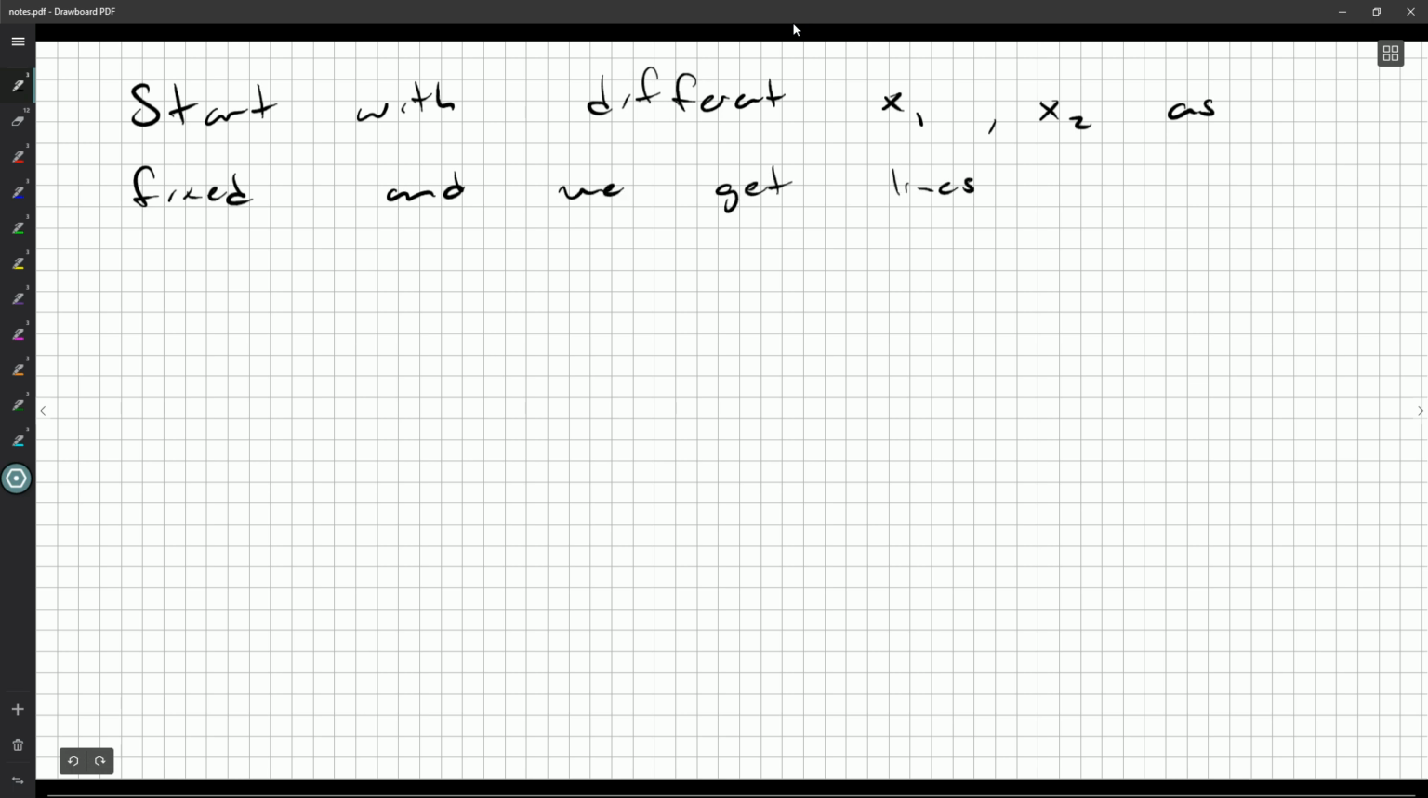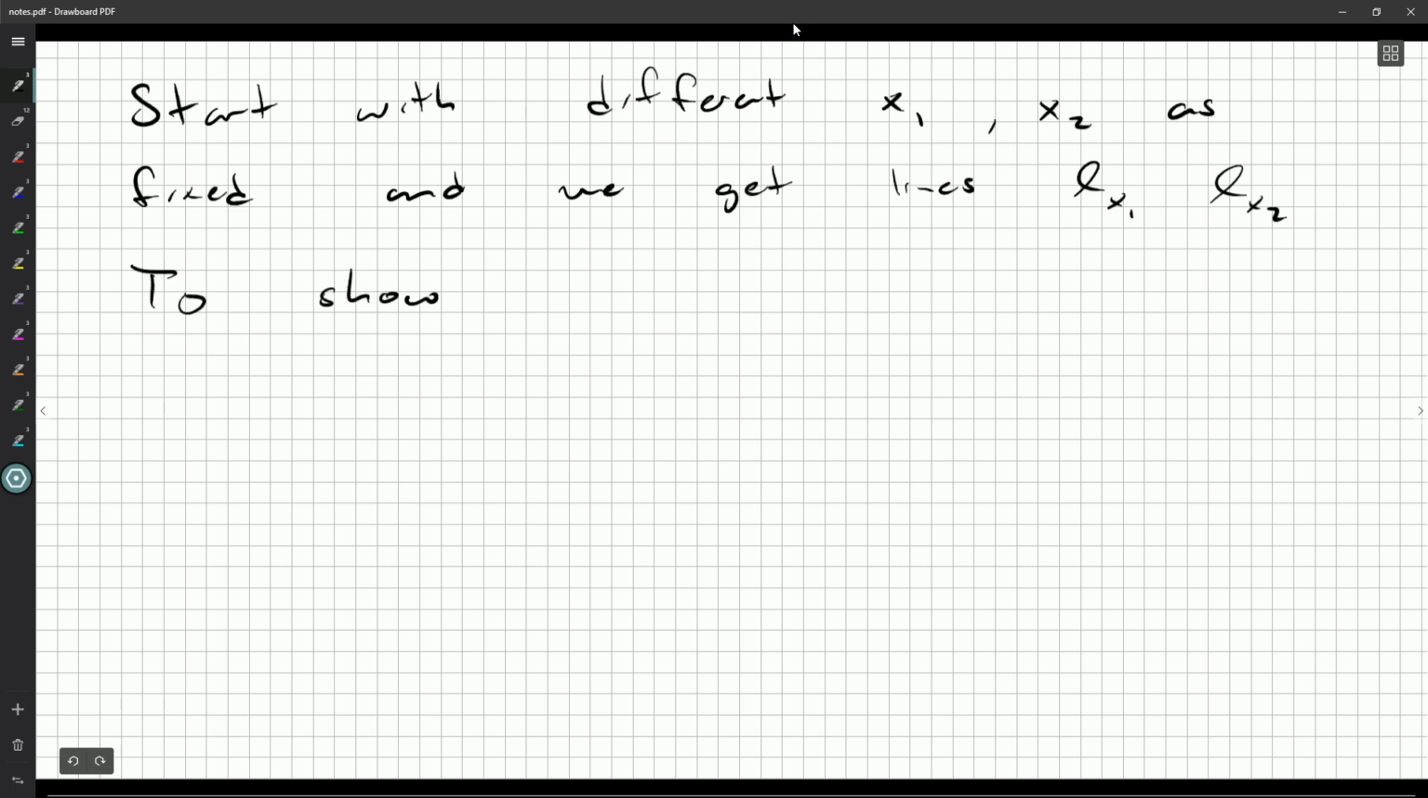And we get lines L of x1, L of x2. Now they both have slopes (x1 plus 1) all over h of x1, and (x2 plus 1) all over h of x2. But I would need to show they're the same line, or that they have the same slope. So how do you do that?